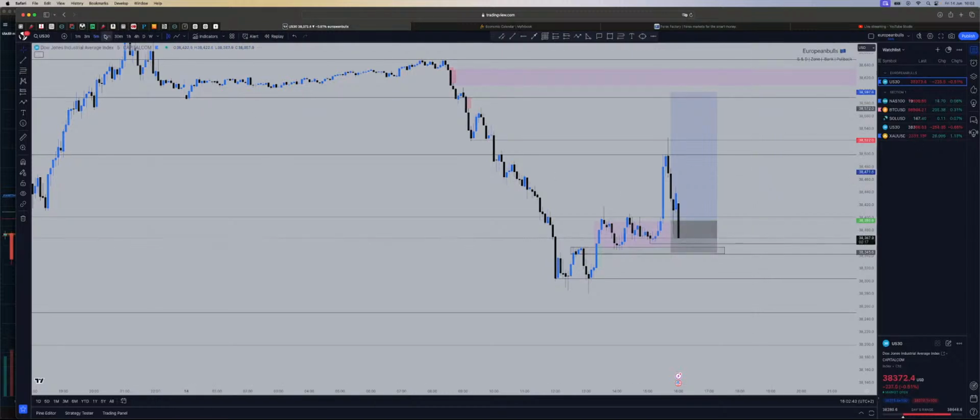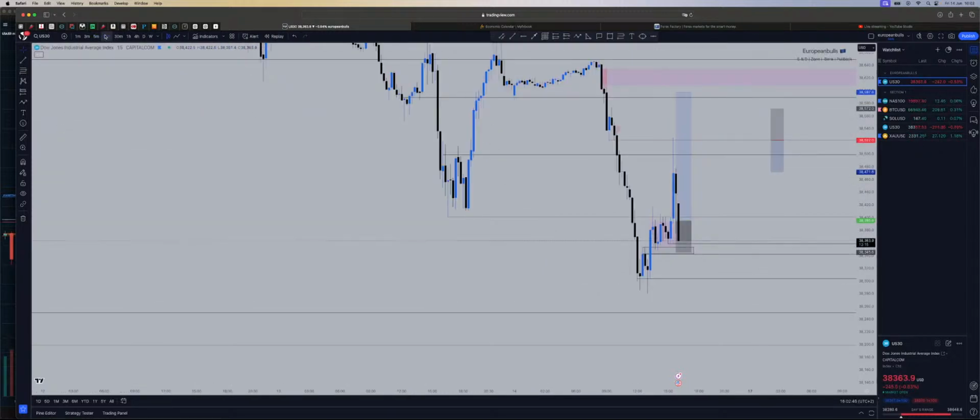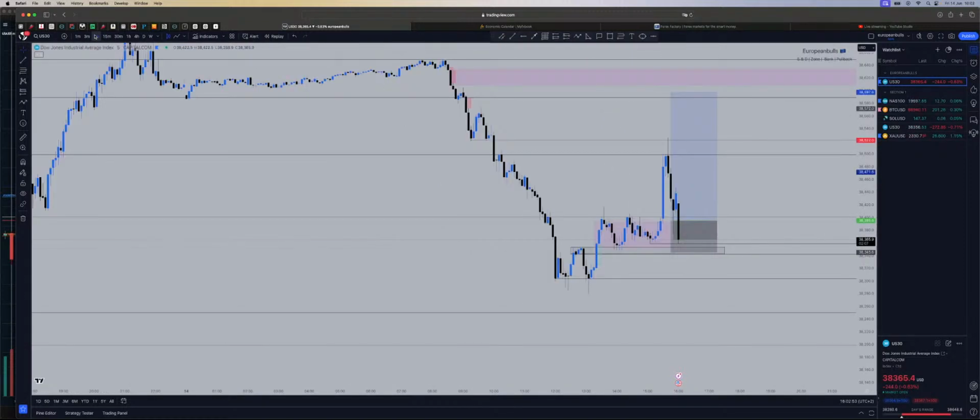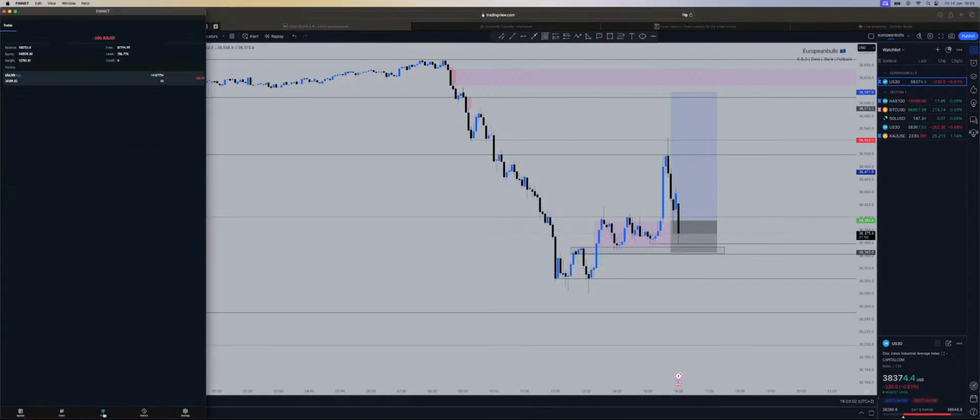Whoa, it's gonna sell hard. Let's see. All under control because we have the stop loss. We have the stop loss ready to protect our trades.